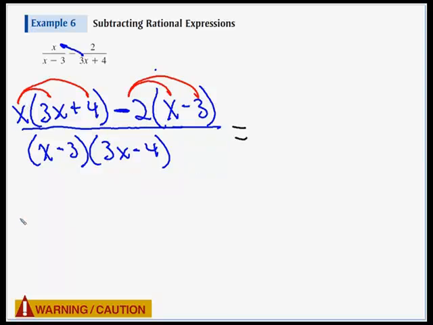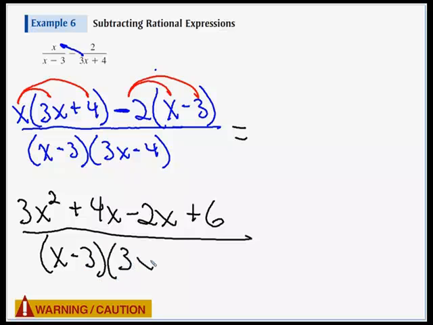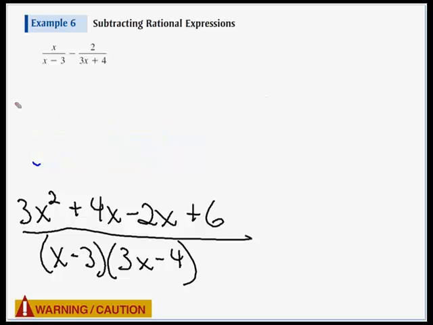So I'll just come right here underneath it. Distribute the first x, so that's going to be a 3x squared plus 4x. And then distribute the minus 2, minus 2x plus 6. And I'm just going to leave that denominator alone in hopes that something is going to cancel at some point. But if it doesn't, that's okay too.